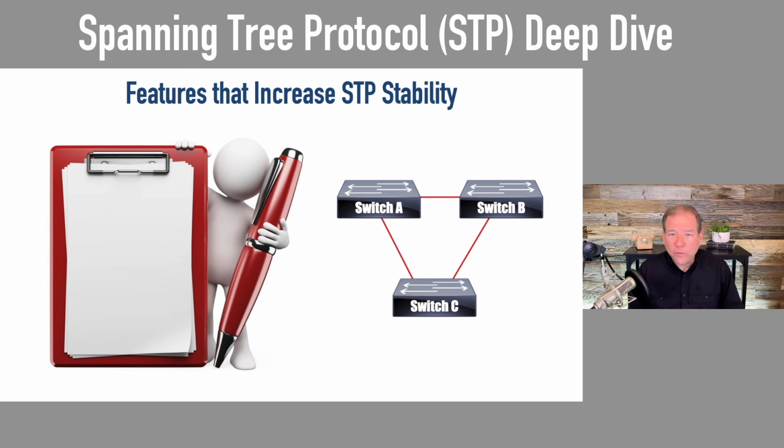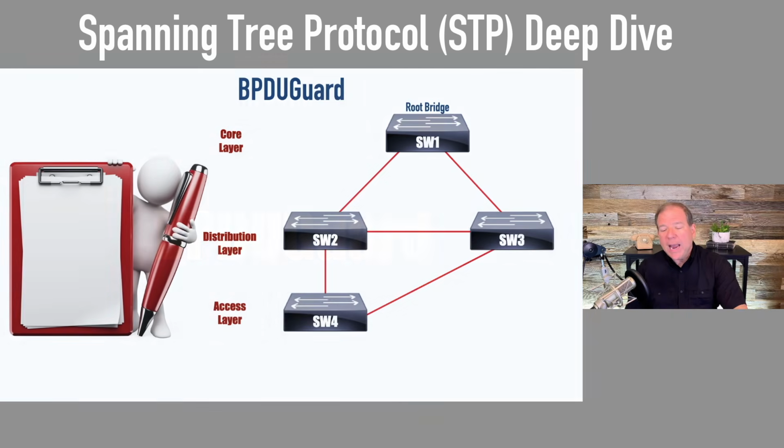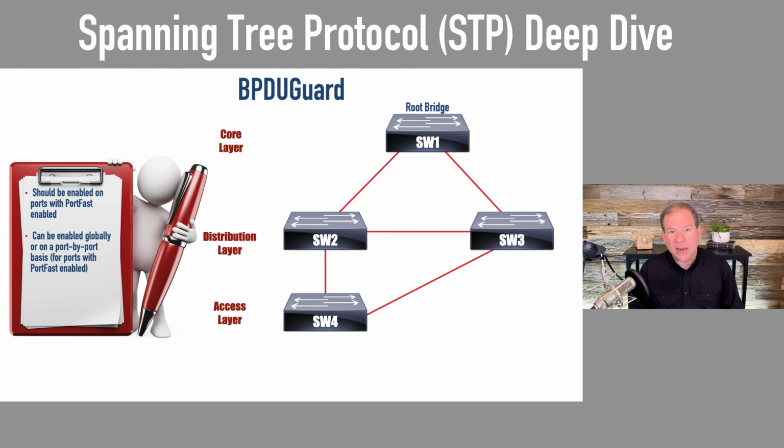Now, let's talk about four features that can be dangerous, but they can increase the stability of our spanning tree topology. And they are BPDU guard, BPDU filter, root guard, and loop guard. Let's take a look at each one of those. Beginning with BPDU guard. We probably want to enable this on ports that are already configured for PortFast. So if we give a PortFast configuration on a port, but then somebody comes along and maliciously or even accidentally connects an Ethernet switch into that port, what happens?